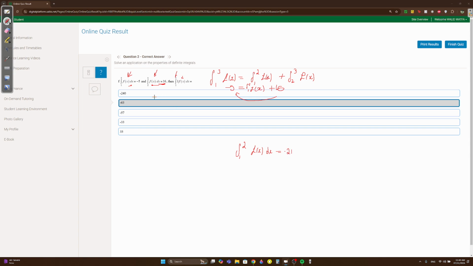Do we put minus 21? No, there's no choice. They're saying 3 f of x dx. So what do you have to do? Multiply by 3. So 3 times minus 21, you get minus 63. Okay.